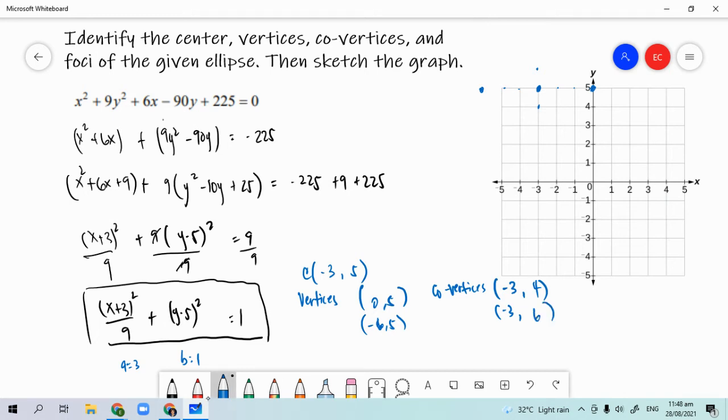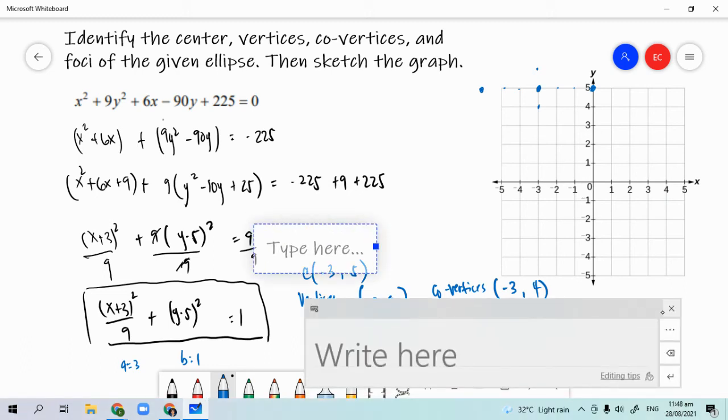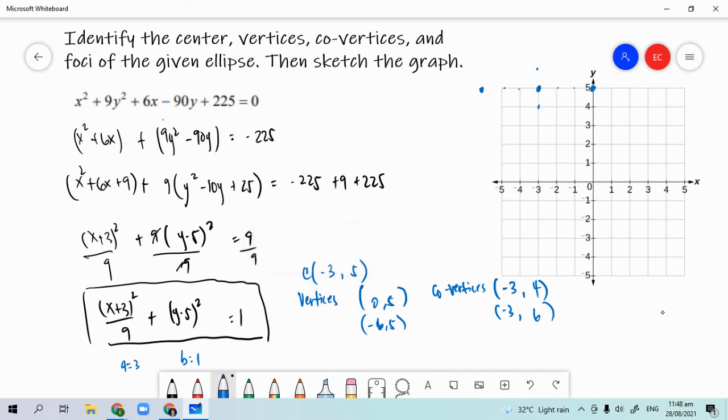Okay, and then finally, for us to solve for the location of the foci, we have to compute for the value of C first. Using the formula, A squared is equal to B squared plus C squared, right? So we have the value of A, that's 3 squared, is equal to 1 squared plus C squared, which will yield 9 minus 1 equals C squared. C squared is 8, therefore C is 2 square root of 2.